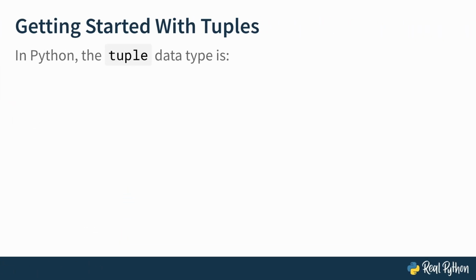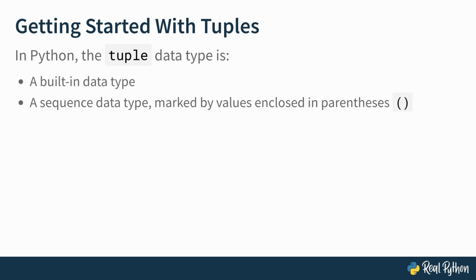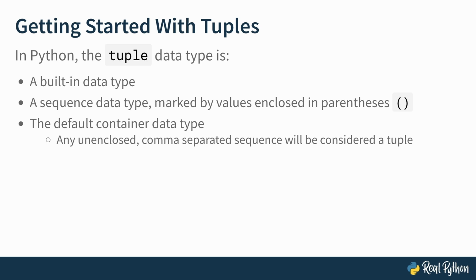So what exactly is a tuple? In Python, a tuple is a built-in data type, meaning it's always available to you, the programmer. It's a kind of sequence data type, meaning it's a container, and it's marked by values enclosed in parentheses. In fact, as a container type, it's the default in Python, meaning any unenclosed, comma-separated sequence, as long as the syntax is correct, will be handled as a tuple.